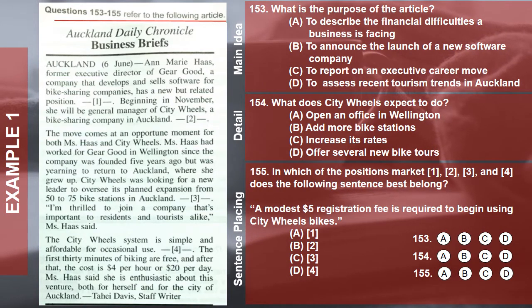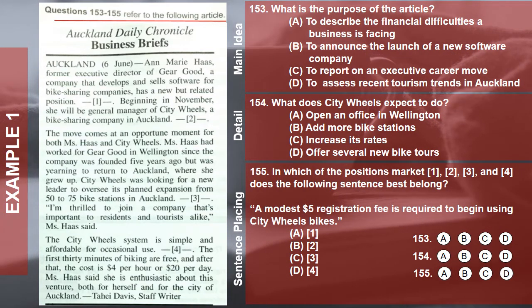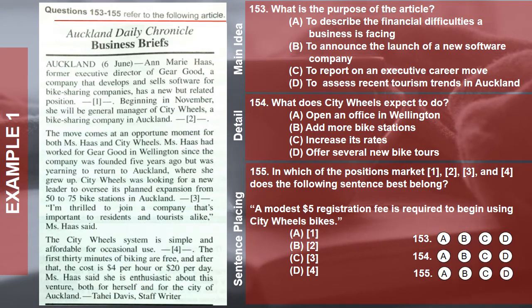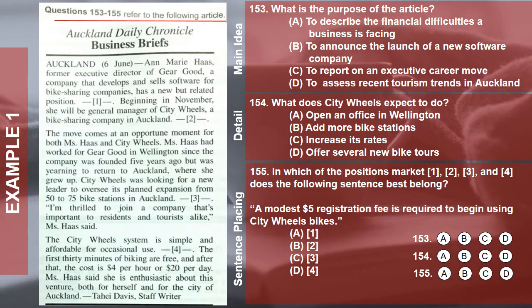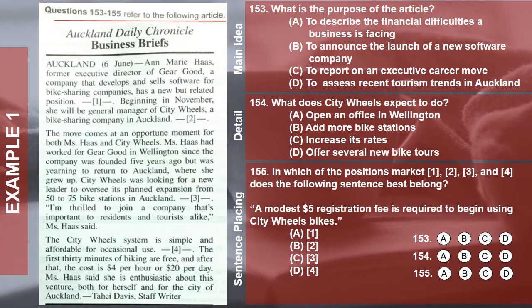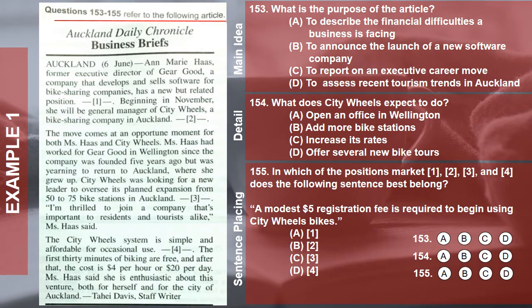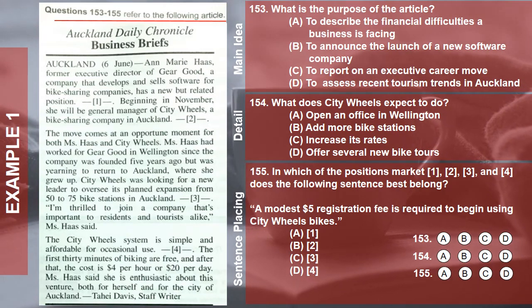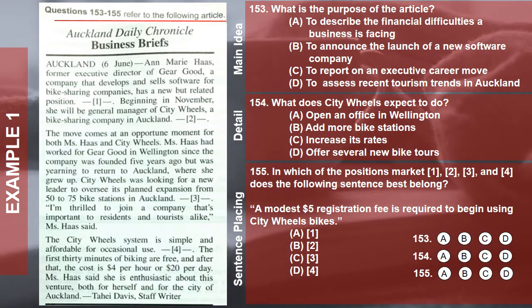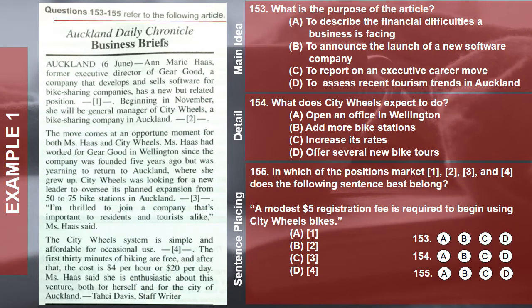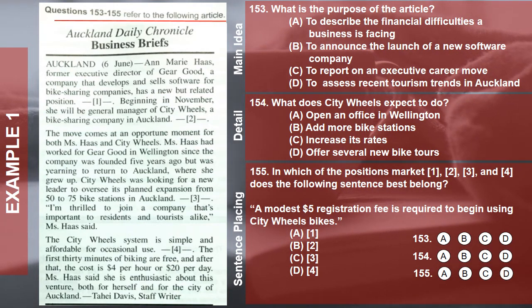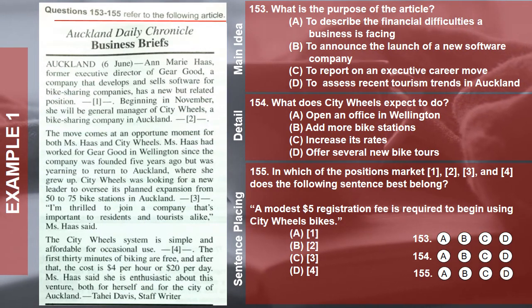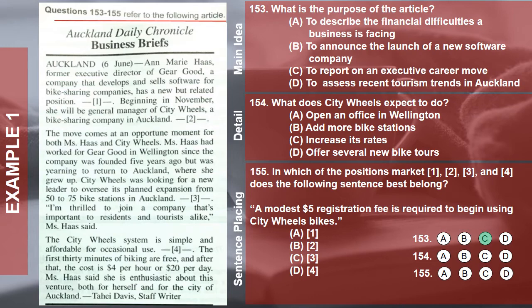For question 155, just look at the top of the article, first paragraph. It is about someone who is going to move position. Options: to describe the financial difficulties a business is facing, to announce the launch of a new software company, to report an executive career move, to assess recent tourism trends in Auckland. So we already know that it is about an executive move. For 153, the answer is C.